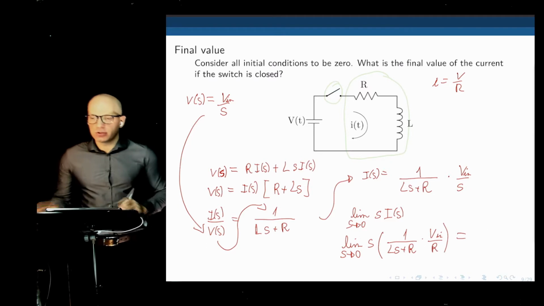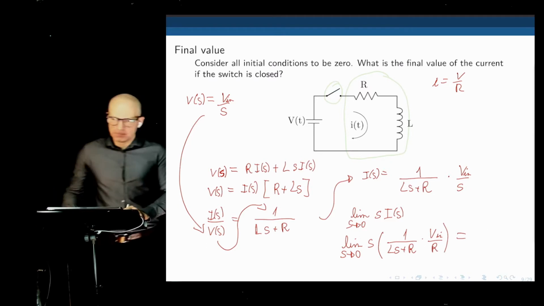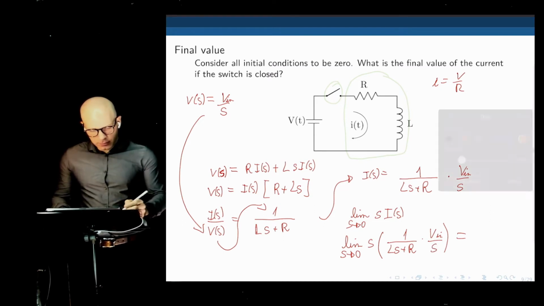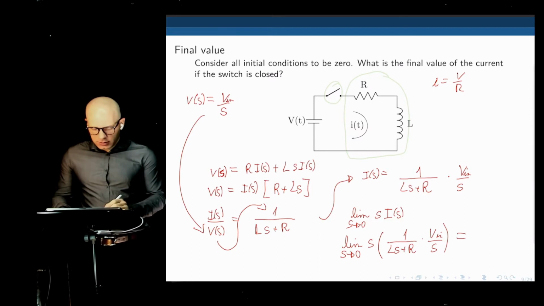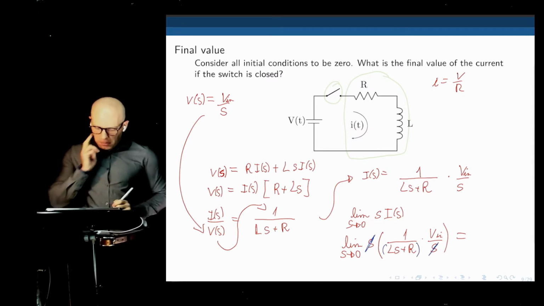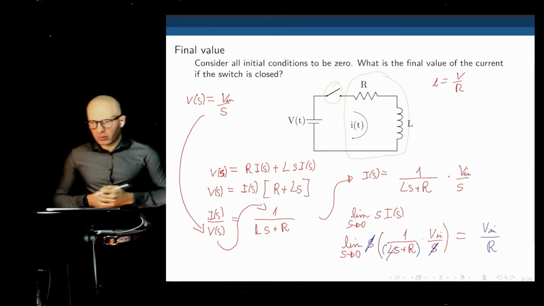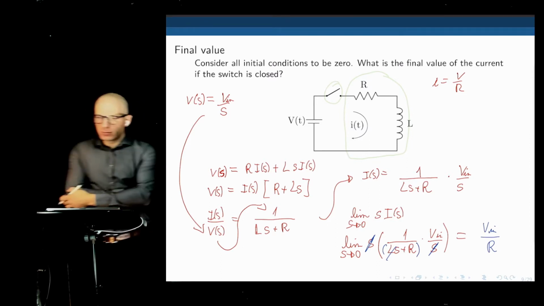And what is the result here? This s will cancel that s. It multiplies the whole thing here. This s will tend to 0, and we are left with V in over R. Okay. It's exactly what we expected.